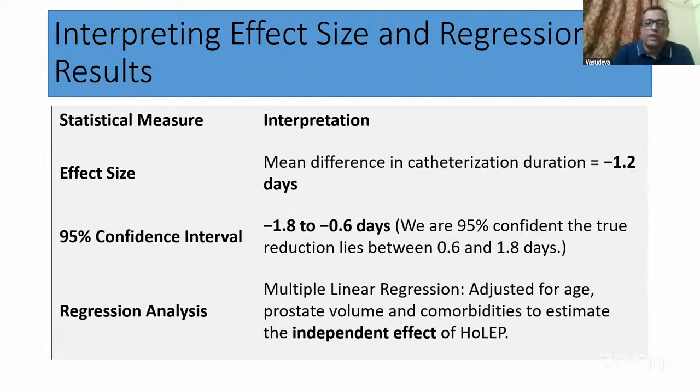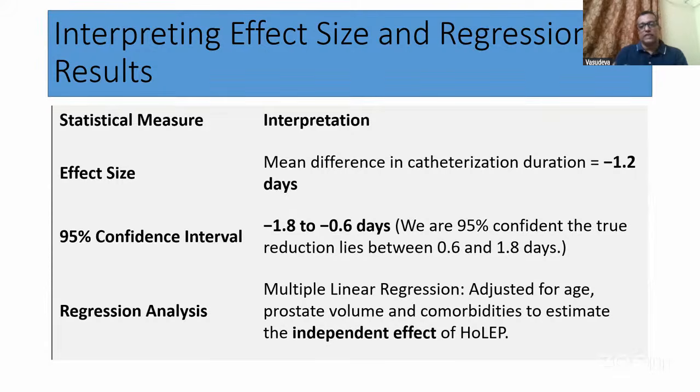So in this case, we see I got a 95% confidence interval of minus 1.8 to 0.6. So what does it actually mean? Here we say that yes, we are 95% confident that the true reduction lies between 0.6 and 1.8 days. So it is mandatory that whenever you are reporting the effect size, here the difference in mean, that's what we call effect size, you have to report the 95% confidence interval.